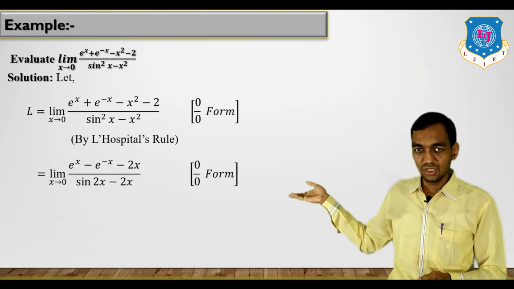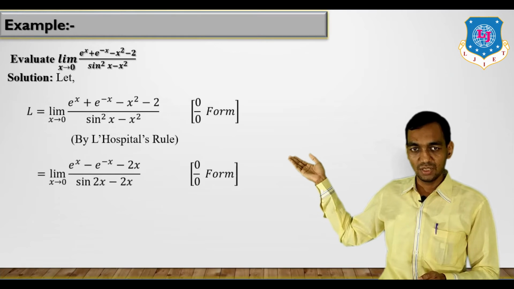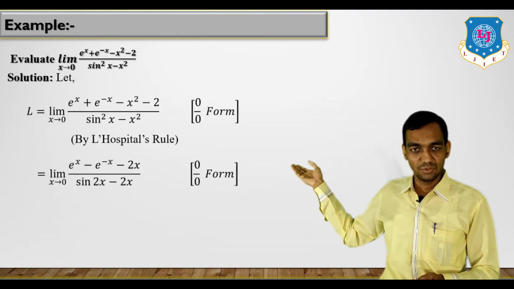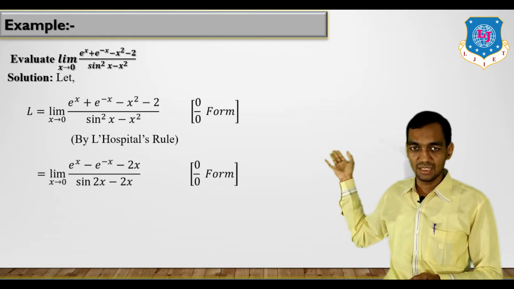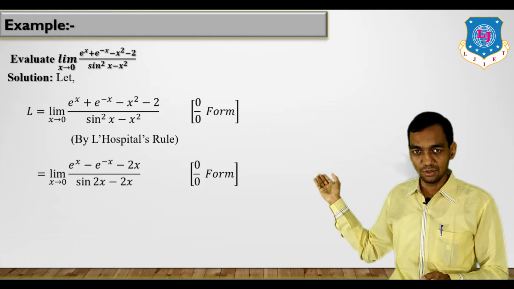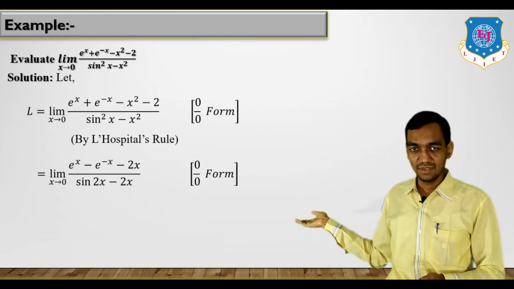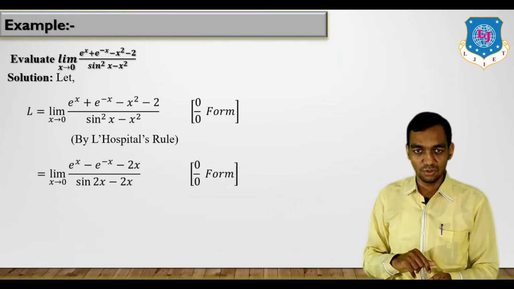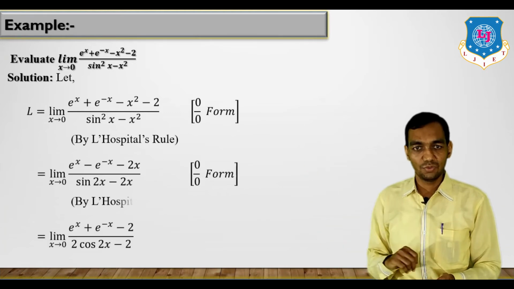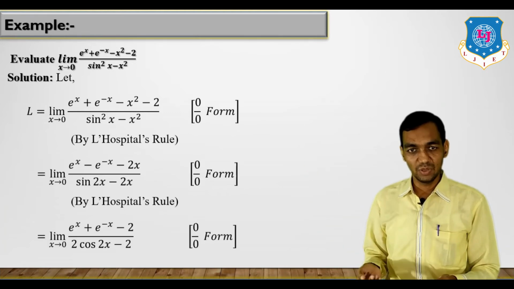Now if you are going to put the limit, then e raised to 0 is 1, minus e raised to 0 is 1, so 1 minus 1 is 0, minus 0, so the numerator term is still 0. In the same manner, the denominator, sin 0 has a value 0 and x has a value 0, so the denominator is also 0. So it is still 0 by 0 form.